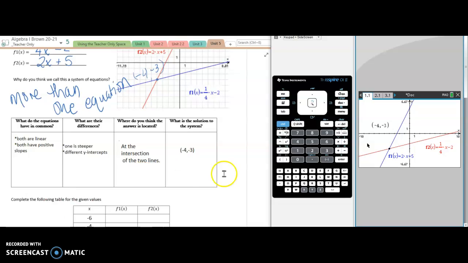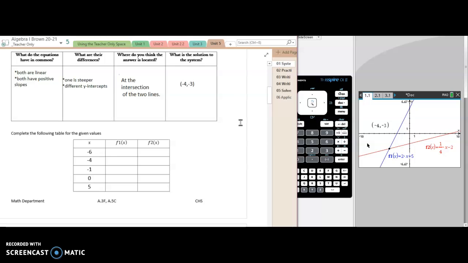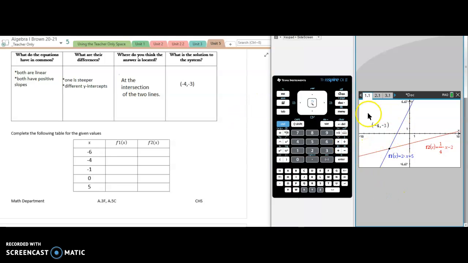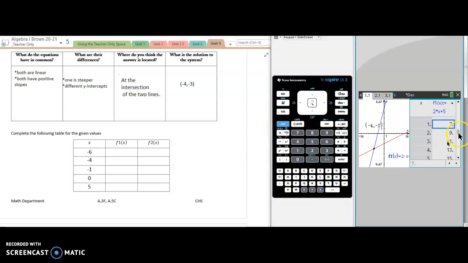Now they want us to complete the table for the given values. Well, what's great is your calculator will also do that for you. If you come back over here to the calculator, remember we can hit Control T, and that gives us a table of values. It looks like it only gives it to you for f1 of x, but it actually does give it to you for f2 of x.